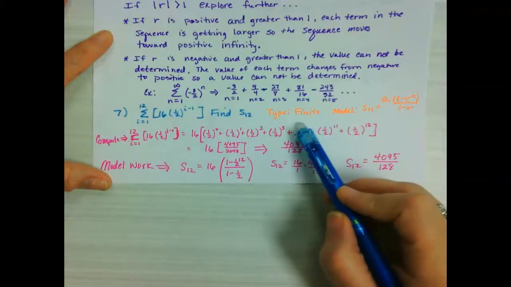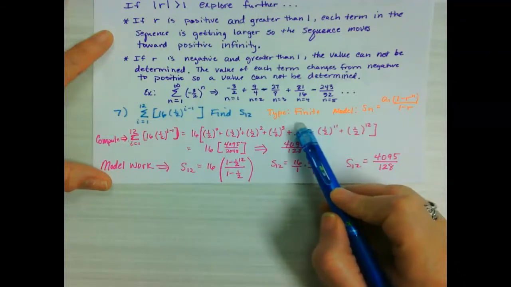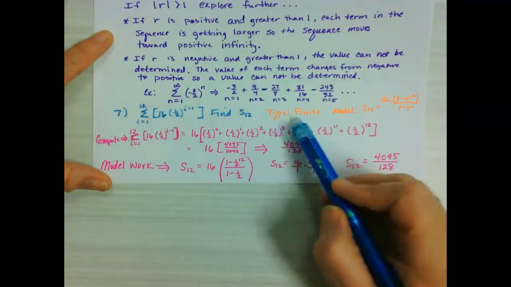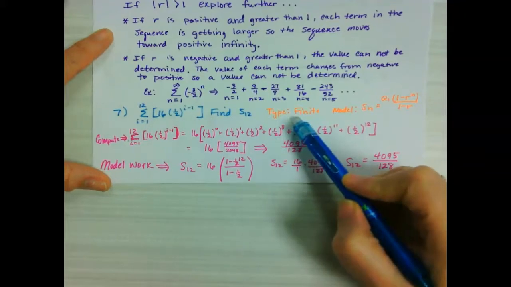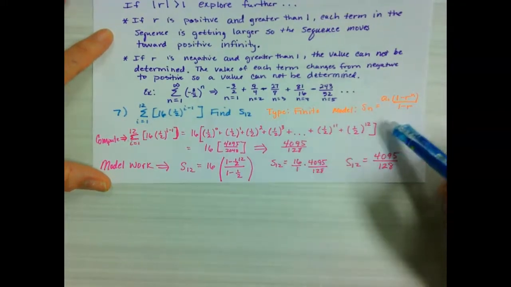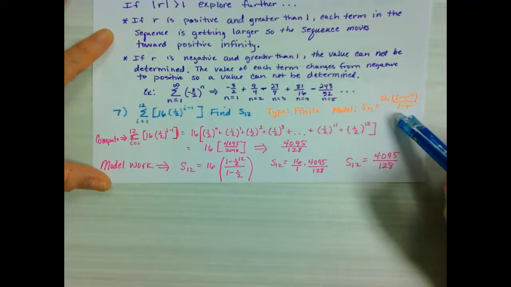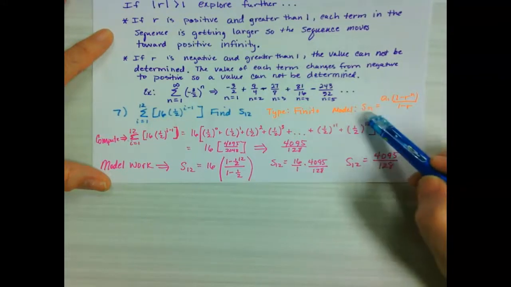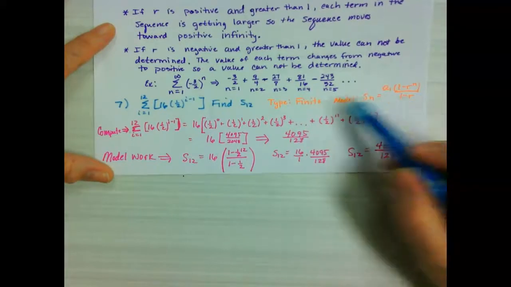So the first thing I would do is take a minute and say, what type is it? Well, it's going to 12, so it's finite. Why is that important? Because we have two different models, and we want to make sure that we're using the model that represents partial sum, the S sub n model. So that's where I would start.